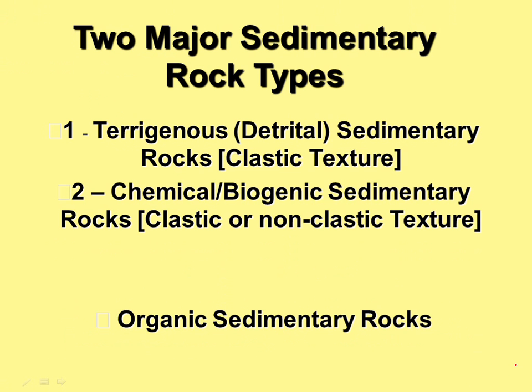So if we look at sedimentary rock types, there are fundamentally two. I mean, when you read textbooks and in the literature, you might see three listed because sometimes people will break out chemical and biochemical rocks into separate categories.